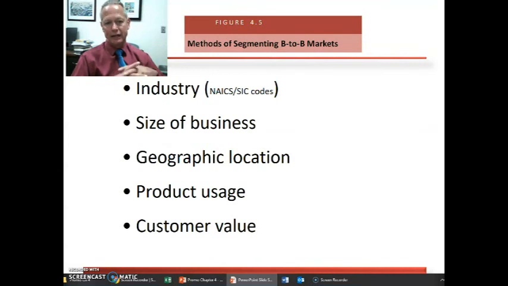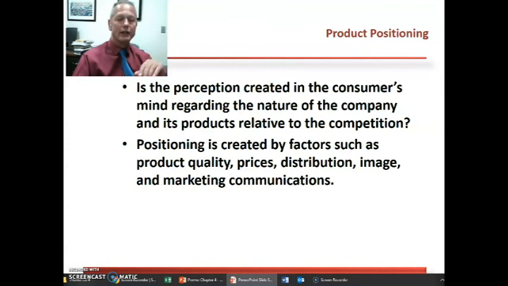B2B markets, really the main thing is geographic location, because the big part of B2B is personal selling. A lot of people use personal selling as their method of communication to their customer, as their method of promotion. So really geographic is usually the first slice, and then it's size of business or usage, and then it's industry and customer value. So that kind of pretty much takes care of segmentation. Remember, there's 6 ways of segmenting. There's demographic, geographic, geodemographic, there's benefits, there's usage, and there's psychographic.